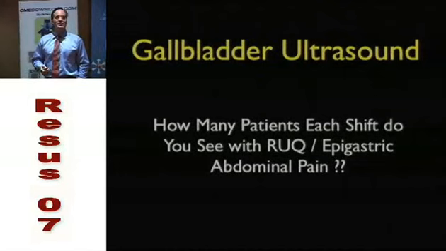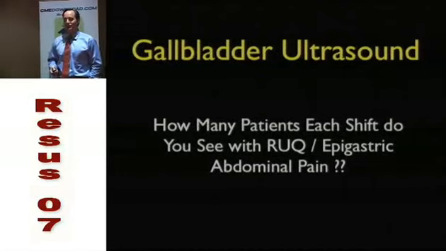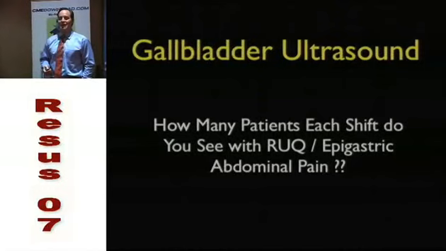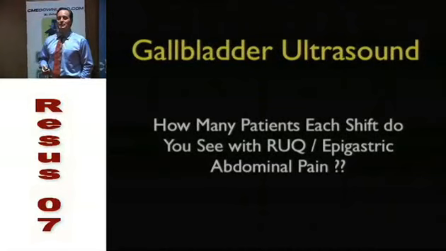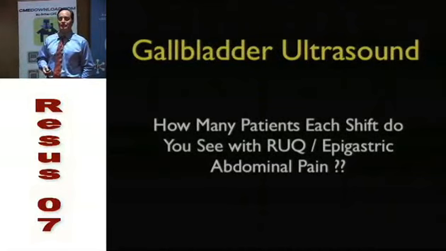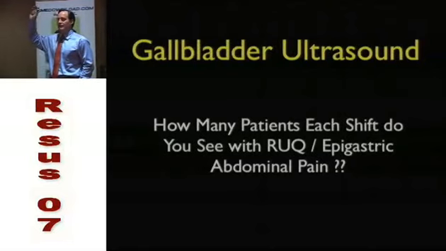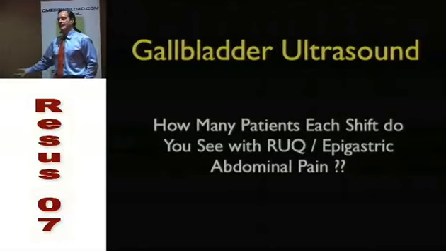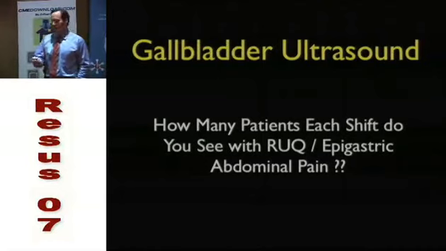Okay. And the question here is, how many patients every shift do you see with right upper quadrant and epigastric abdominal pain? I would say generally that's about 5 to 6 for me. How many of you guys are seeing on a routine basis stab wounds or gunshot wounds to the body? Is that like routine every day? I mean, listen, how many gallbladders are you taking care of a day? Yeah, it's a lot, right? So this is very important for us. So let's go through this.